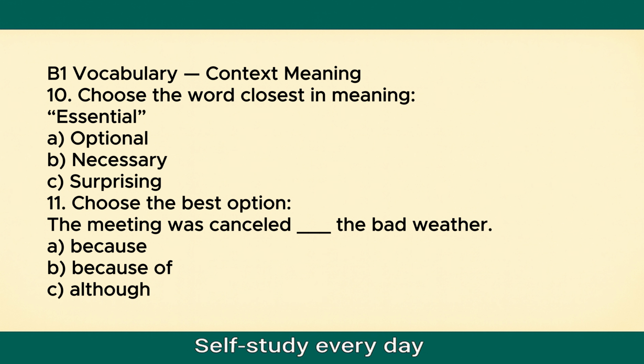B1 Vocabulary, Context Meaning. 10. Choose the word closest in meaning. Essential. A. Optional. B. Necessary. C. Surprising. 11. Choose the best option. The meeting was cancelled blank the bad weather. A. Because. B. Because of.